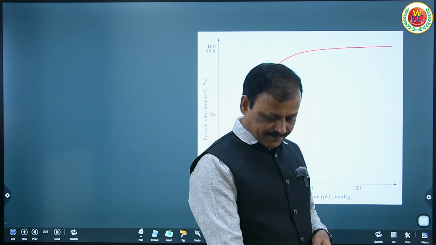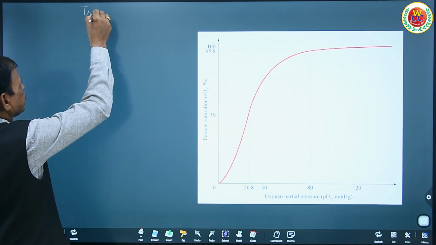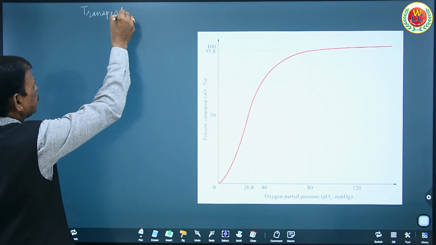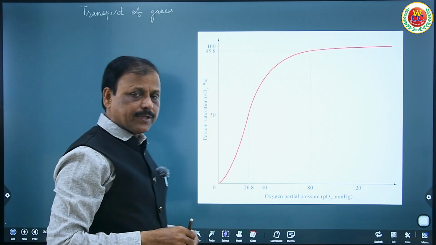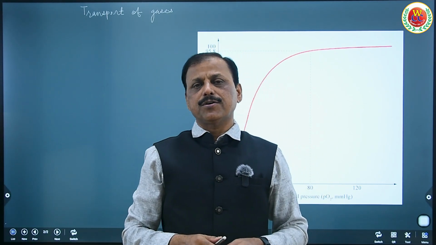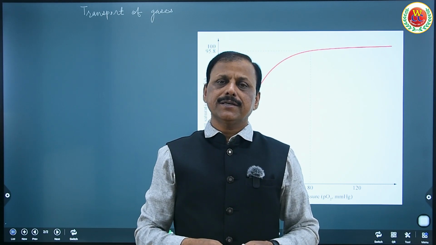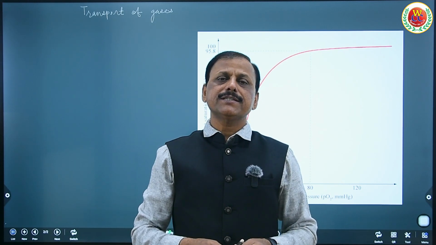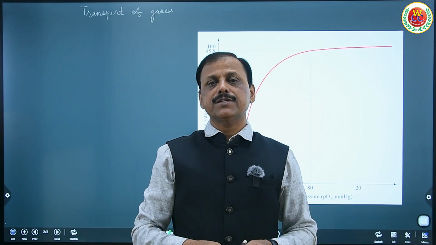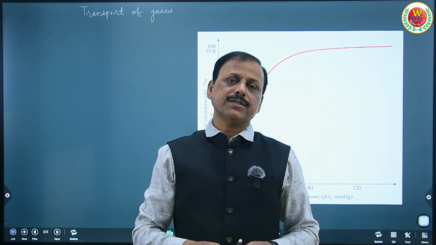Today's topic is the oxygen dissociation curve under the heading of transport of gases. As you know, during breathing, there is a transport of oxygen and carbon dioxide. The first part of that transport of gases is transport of oxygen. To know transport of oxygen, it is necessary to know how oxygen gets associated with hemoglobin. What conditions are required for oxygen to associate with hemoglobin?